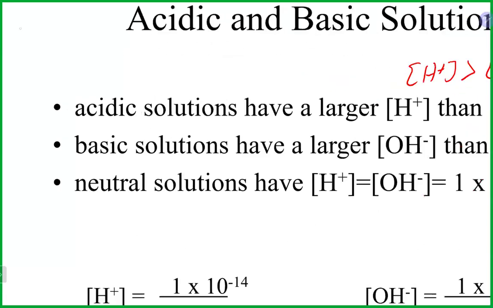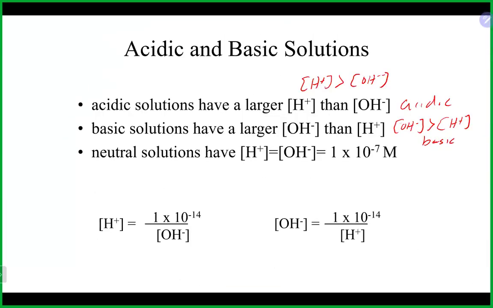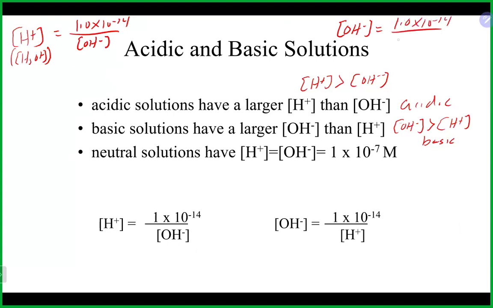The good news on this calculation is it's the same calculation regardless of what you're trying to calculate. So if you want the H plus concentration, which again could also be the H3O plus concentration, you take 1 times 10 to the minus 14 and divide it by the OH minus concentration. If you want the hydroxide concentration and you're given the H plus concentration, you take 1 times 10 to the minus 14 and divide it by the H plus concentration, or again, the H3O plus concentration, whichever way you want to look at it.